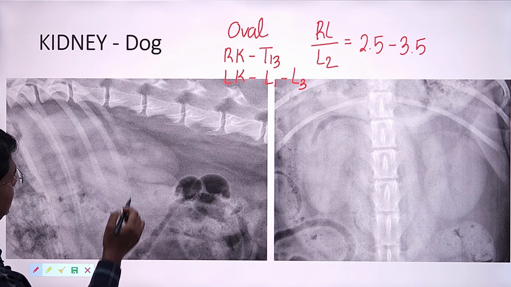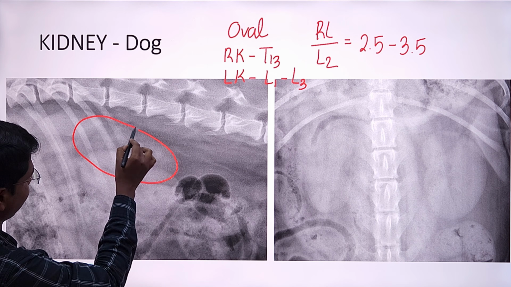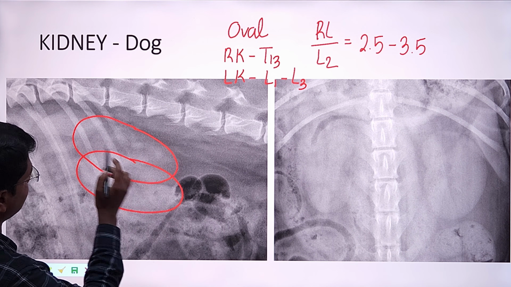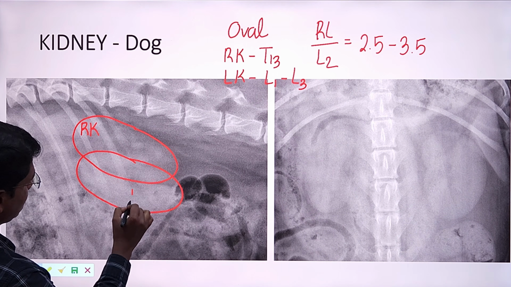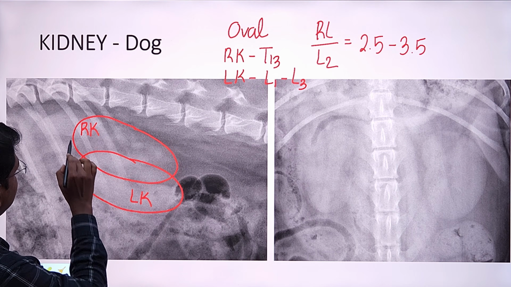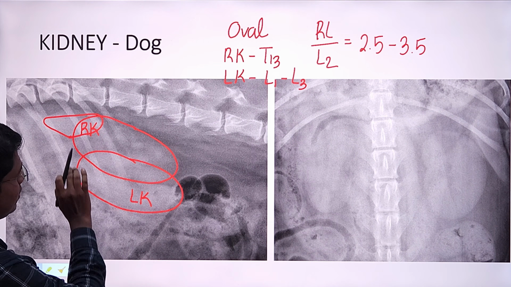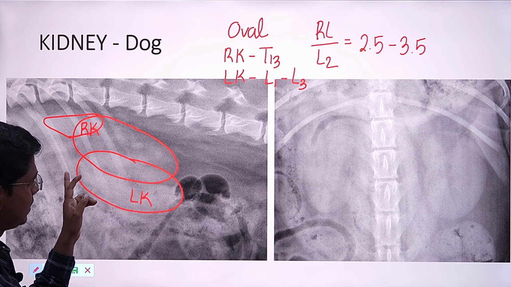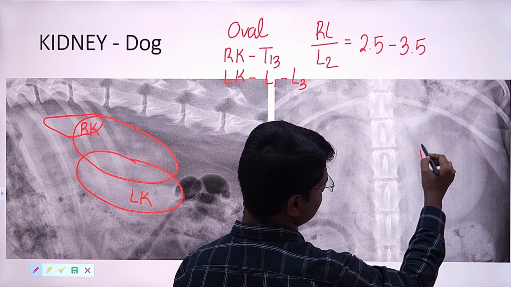So here, this is one kidney, this is another kidney. The cranial one is the right kidney and the caudal one is the left kidney. This triangular shape which is slightly superimposed on the right kidney is the spleen. This is the lateral view, and this is the dorsoventral or ventrodorsal view.